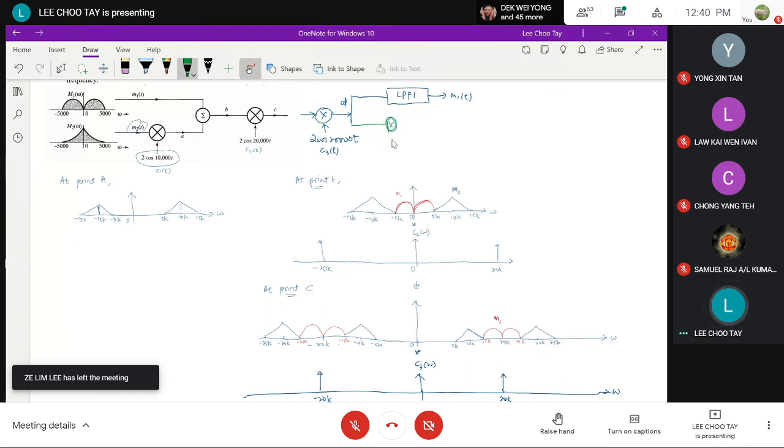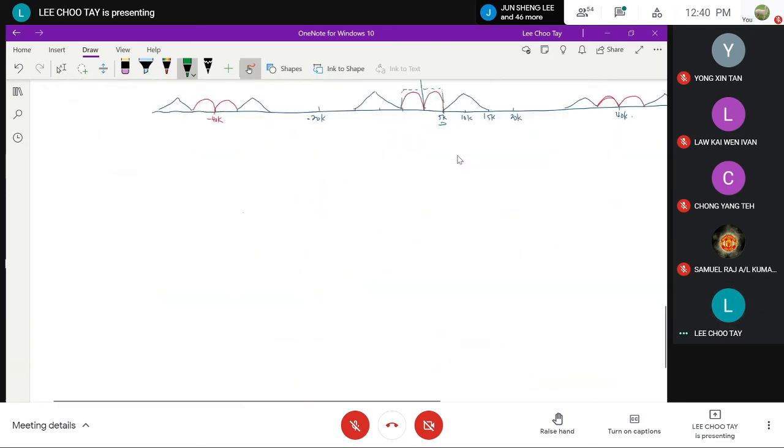So I need to multiply with 2 cosine 10,000 t. Let me call this C3, call it C4 then. C4(t) must be the same as C1(t), where C3(t) must be the same as C2(t). So I multiply. I have point D, now let's go to point E. After my multiply, what do I get?